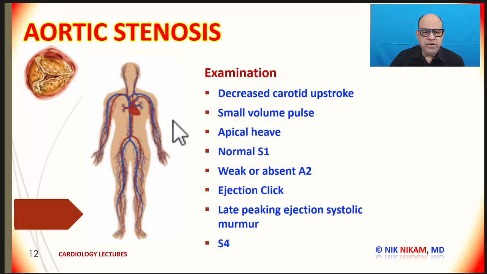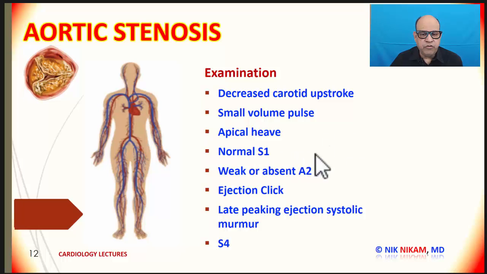On physical examination, there are a lot of interesting findings that we can look for. There is a slow upstroke of the carotid pulse wave. The pulse volume is decreased because of the reduced cardiac output. We can also feel a left ventricular apical heave because of the concentric left ventricular hypertrophy.